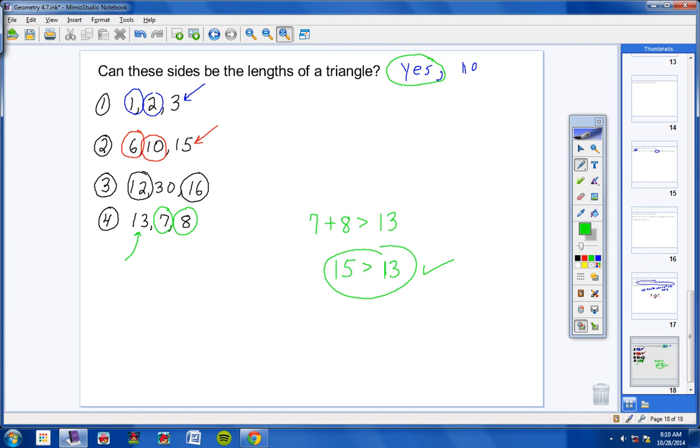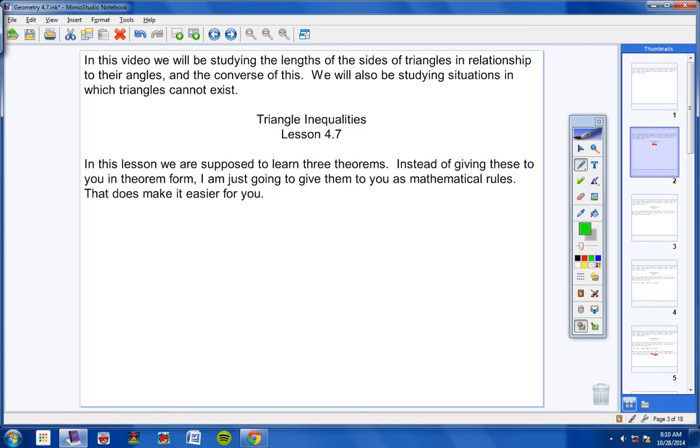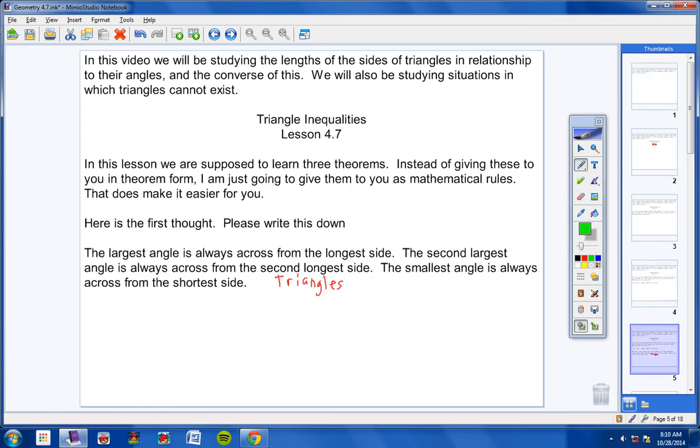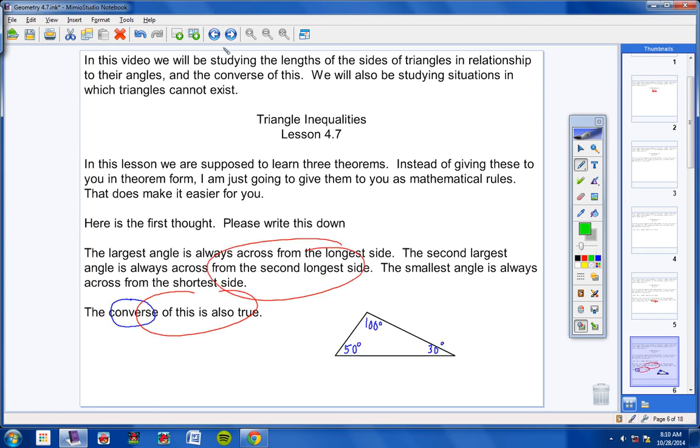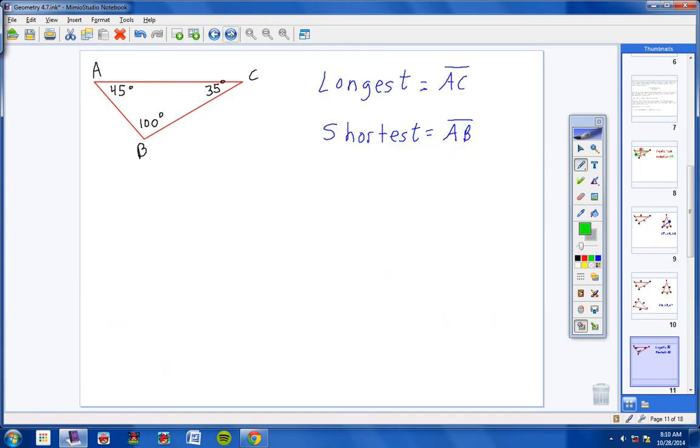And that's it, guys. Let's quickly review for like 10 seconds, and then we'll be done, okay? You need to understand this. The largest angle is always across from the longest side. The second largest angle is always across from the second longest side. And the smallest angle is always across from the shortest side. Also understand that the converse of this is also true. And then you should be able to list out angles, smallest to largest, and so on and so forth. And sides also.